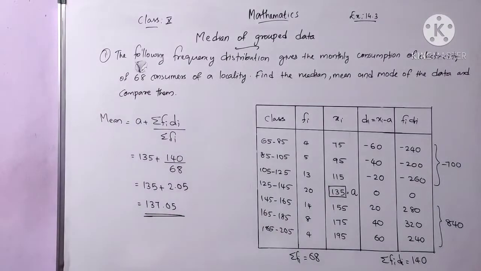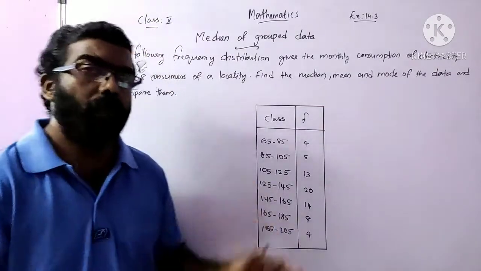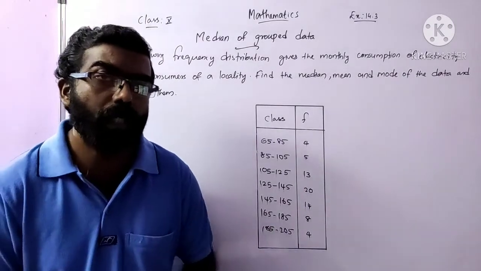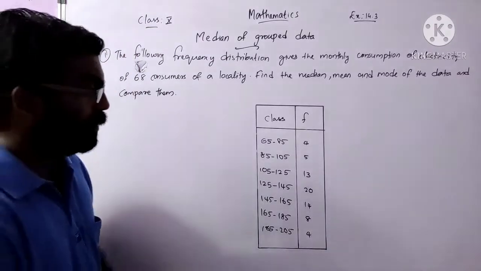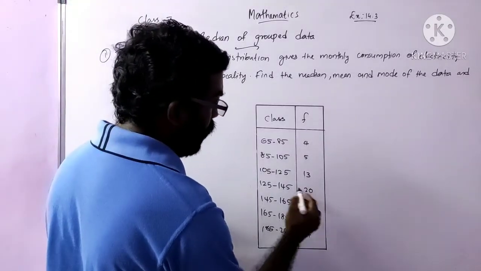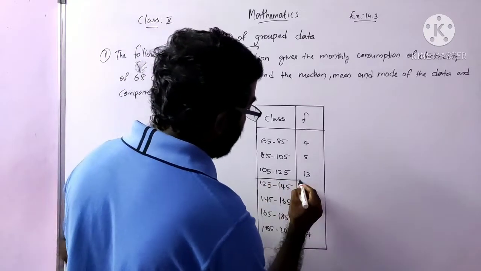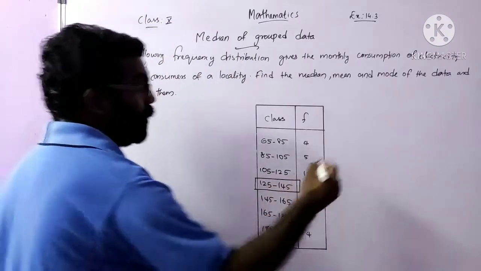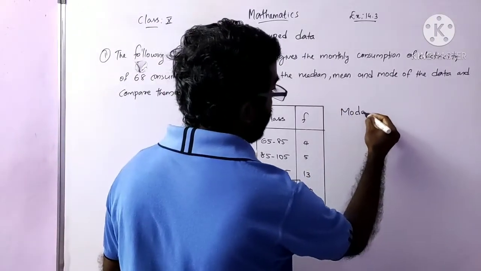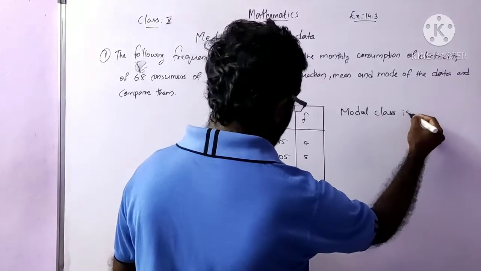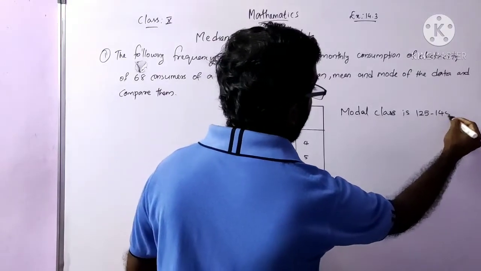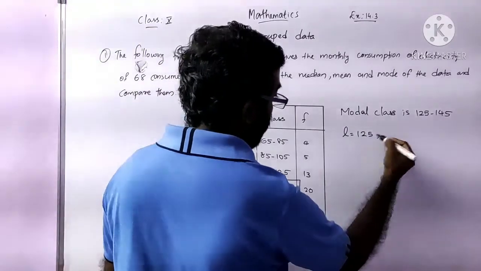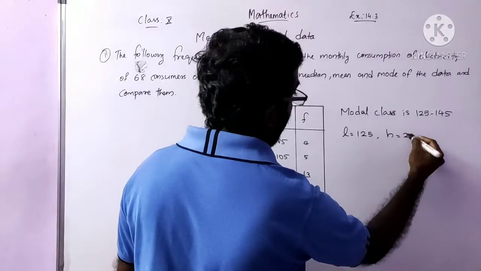Okay. Now we are going to find the mode of the same data. For that, first we locate the modal class. We know the modal class is the class with the maximum frequency. Here the highest frequency is 20. So the modal class is 125 to 145. L is the lower limit of the modal class. It is 125. Then h, the class size, is 20.